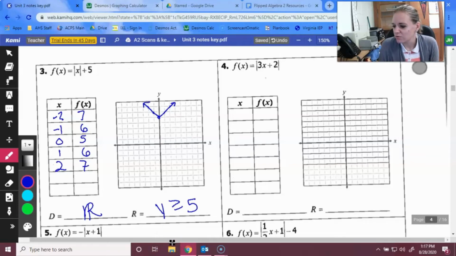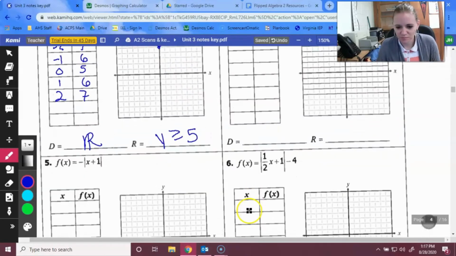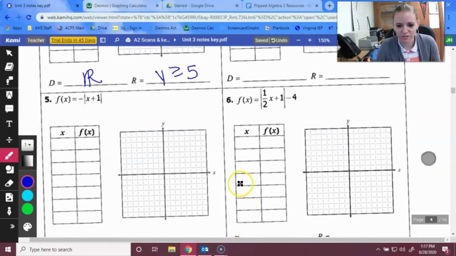Number 4, you should be okay. Number 5, you should be okay. Let's just look at 6, just to see something slightly different, a fraction in there. Let's see what that looks like. 1/2 x plus 1.